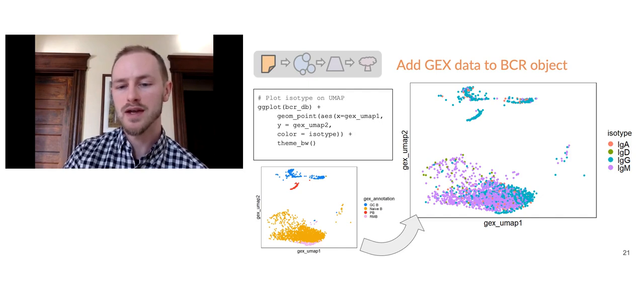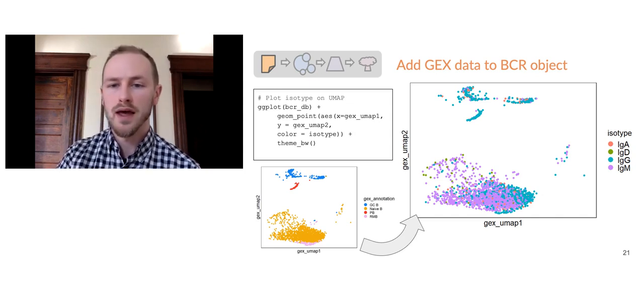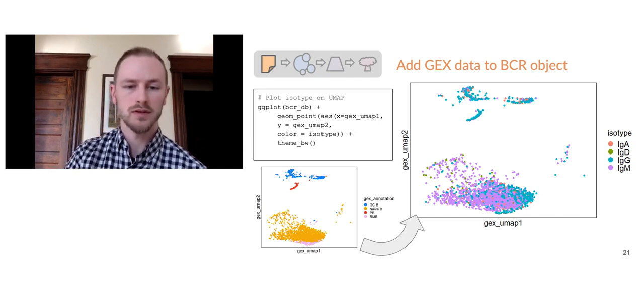We can see that our naive B cells are mostly IgM. The cluster that represented plasmablasts are almost entirely IgG. And the other cell types are kind of a mixture, which is about what we would expect.